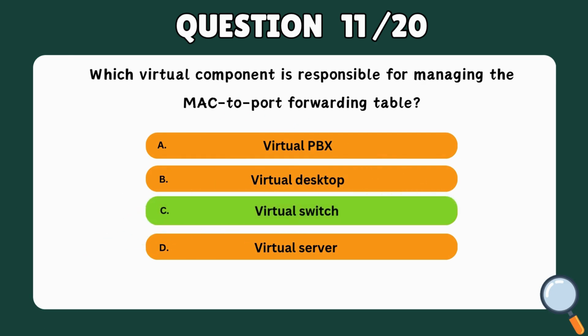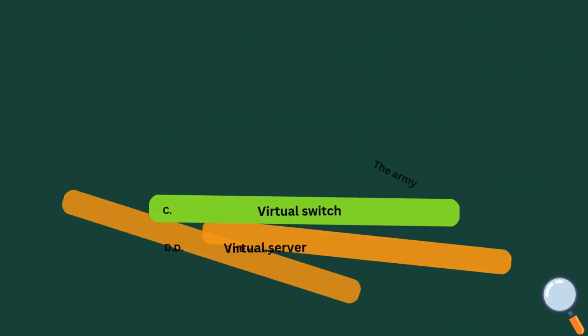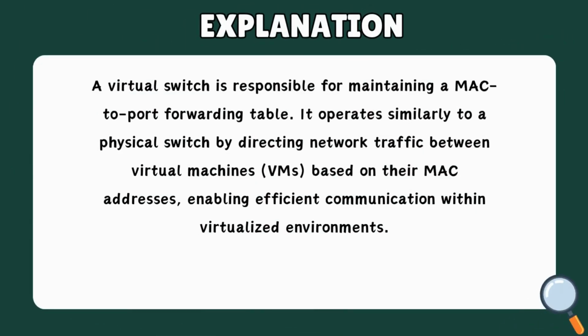Correct answer, C. Virtual switch. A virtual switch is responsible for maintaining a MAC-to-port forwarding table. It operates similarly to a physical switch by directing network traffic between virtual machines based on their MAC addresses, enabling efficient communication within virtualized environments.